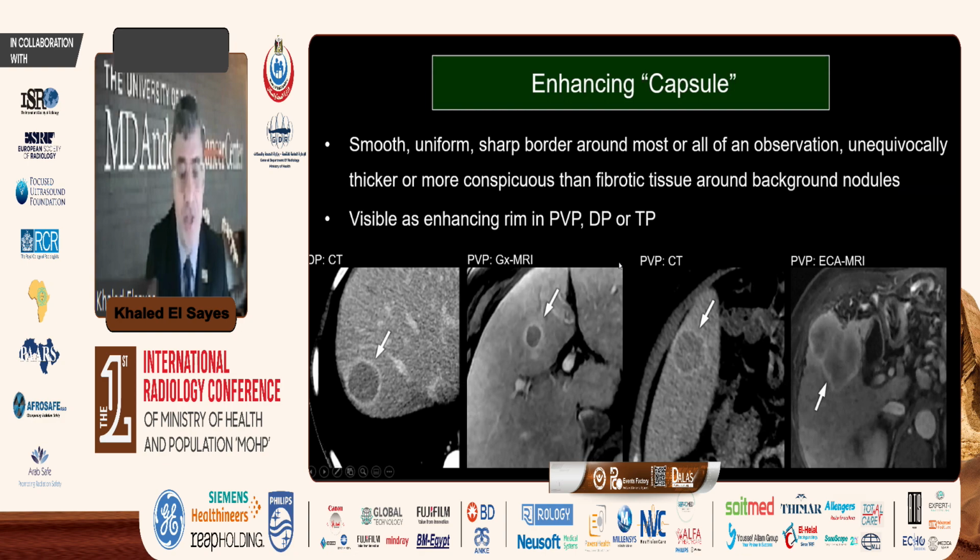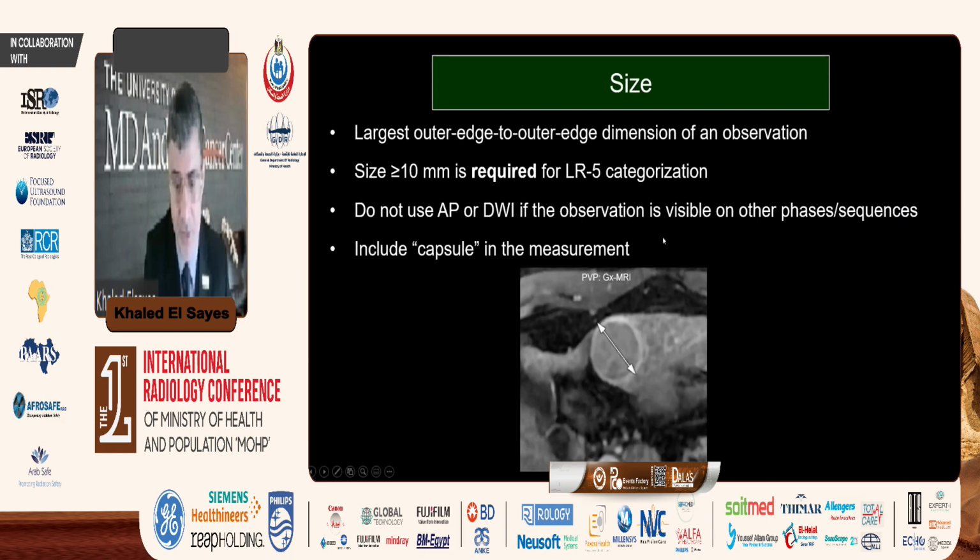The third major feature is enhancing capsule. And this is a smooth, uniform, sharp border, like exactly what we see here, around most or all of an observation, unequivocally greater or more conspicuous than fibrotic tissue around the background nodules. Exactly like this. This is really crisp. This is well circumscribed. It is like you are drawing it with a pencil, and it's visible as an enhancing rim in portal venous phase, delayed phase, and transitional phase as well. You can read our article about the periphery in RadioGraphics about this.